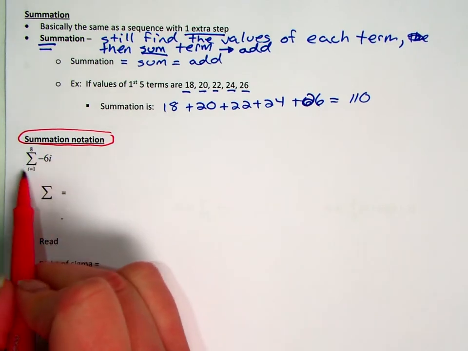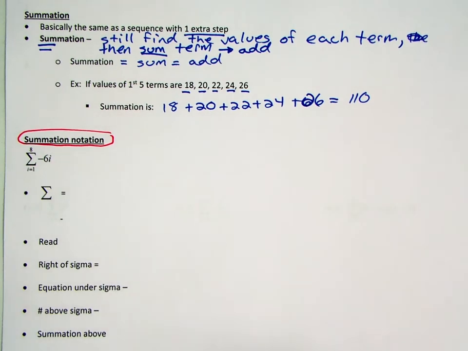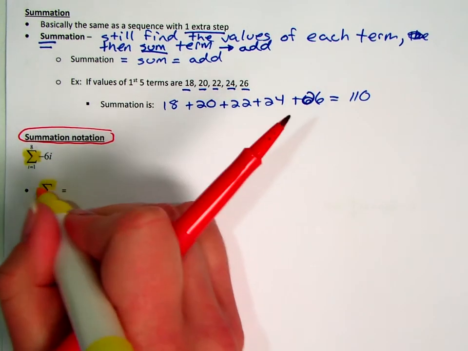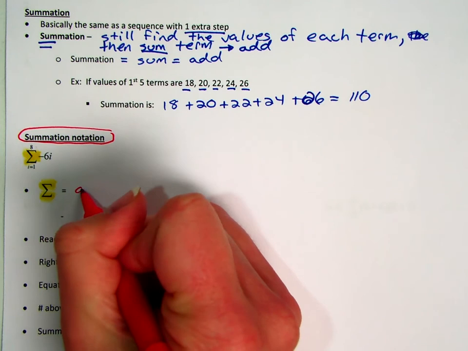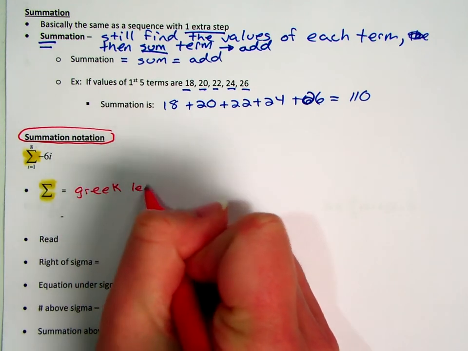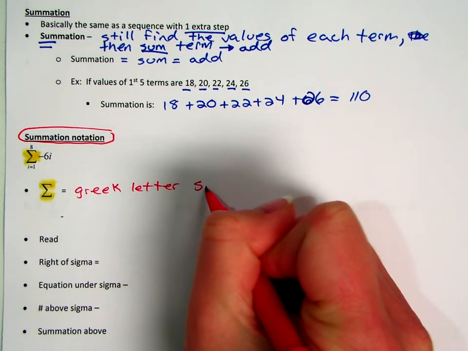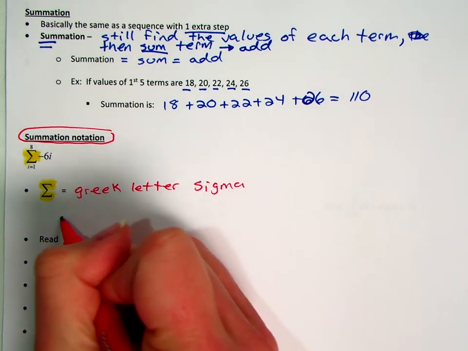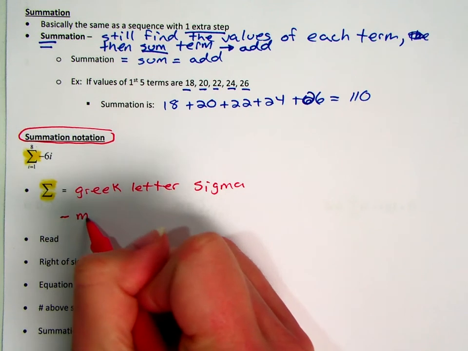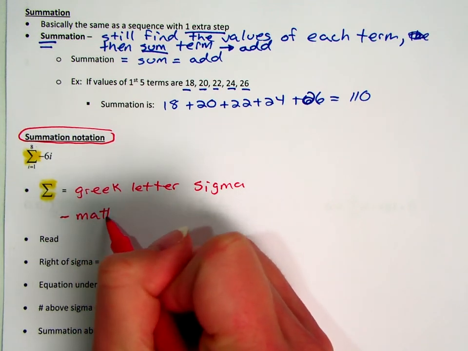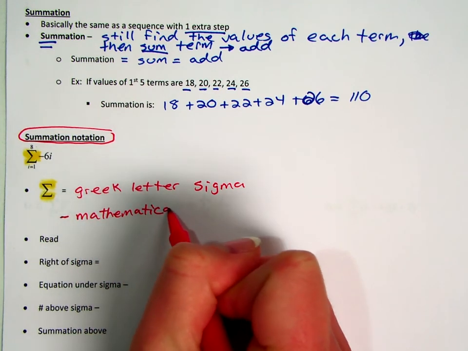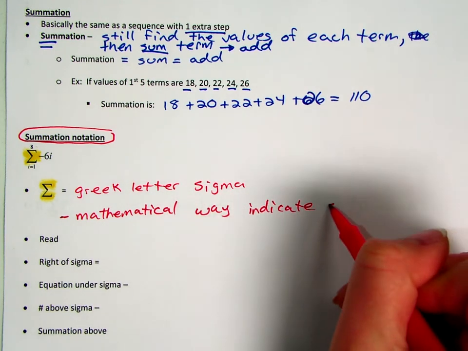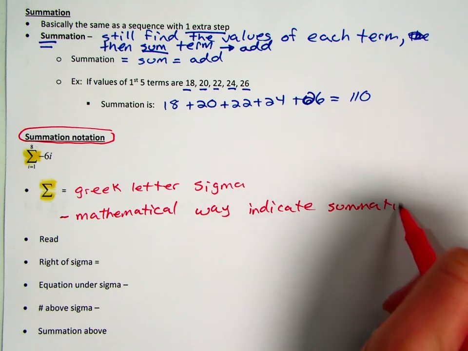Okay, so this is what we call summation notation. Let's just break it down. This part here is a Greek letter, and it stands for sigma. But in math, we won't say sigma. Instead, what we'll say is this is the mathematical way to indicate summation. In other words, that we're going to be adding things together.